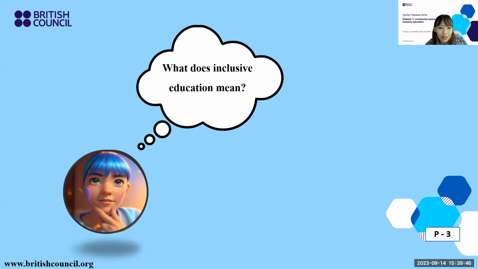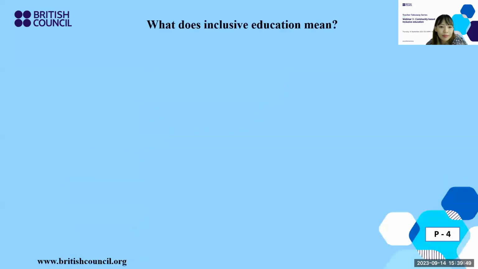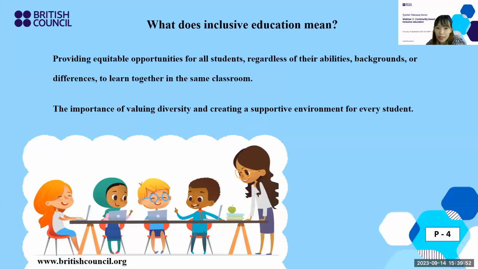Okay, now let's discuss the meaning. Inclusive education means providing equitable opportunities for all students, regardless of their abilities, backgrounds, or differences, to learn together in the same classroom. You already mentioned this in the chat. We need to emphasize the importance of valuing diversity and creating a supportive environment for every student. So that is very correct. No one is left behind. Every student has a chance to learn together in the same classroom. This is the meaning of inclusive education. Thank you for all your answers.